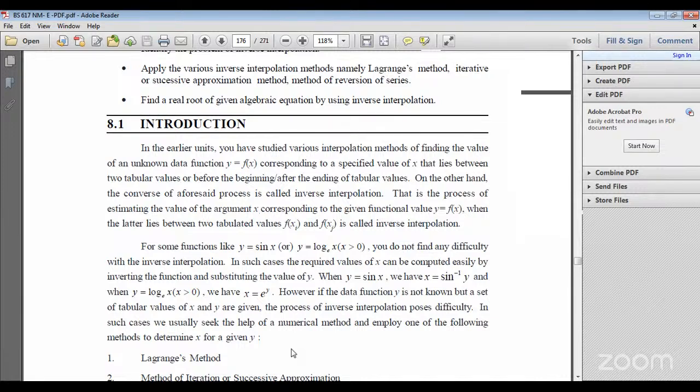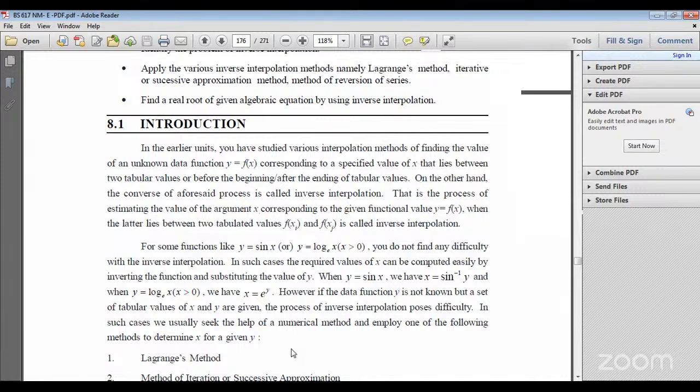For some functions like the ones we are taking here, y is equal to sin of x, y is equal to log e x, you do not find any difficulty with the inverse interpolation. In such cases, the required value of x can be computed easily. So when y is equal to sin x, x is equal to sin inverse y; when y is equal to log e x, x greater than 0, x is equal to e power y.